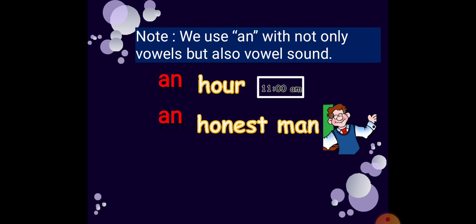You have to note down that we use an with not only vowels but also vowel sounds. See the examples here. An hour, an honest man. In these two examples, the noun is starting with H and H is a consonant. But the sound of these nouns is starting with a vowel sound. You can say an hour, an honest man. So we use an with not only vowels but also vowel sounds.